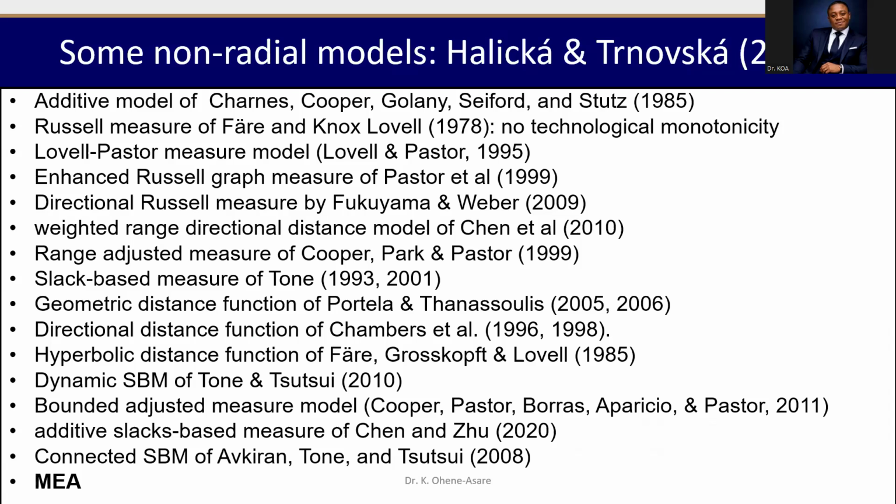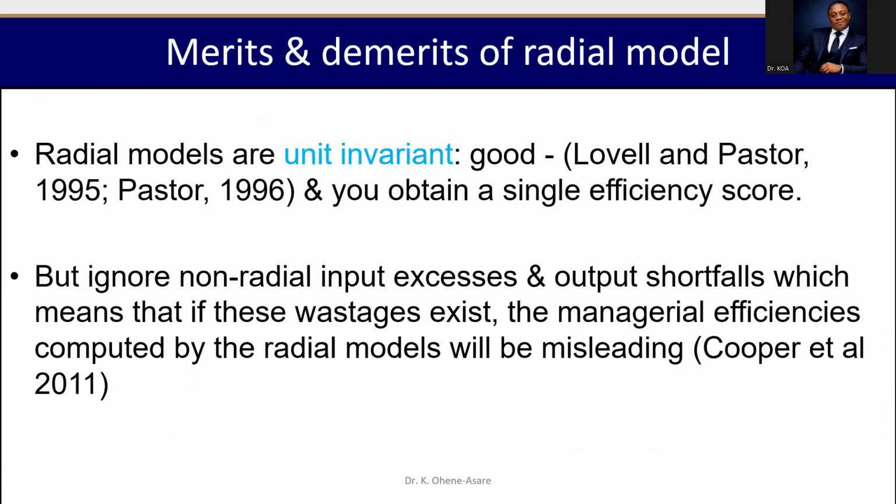For example, the directional distance function can do both oriented and non-oriented, but the additive model cannot. You have to do one at a time. So some of them you have to do one at a time. Others, you can do one at a time and you can do all at a time. The key one we are going to look at is the one at the bottom. That is the one we started with. Now, that does not mean that the radial models are not good.